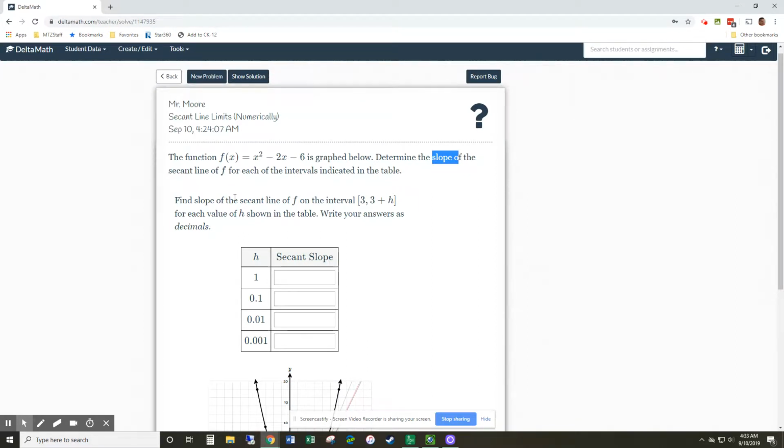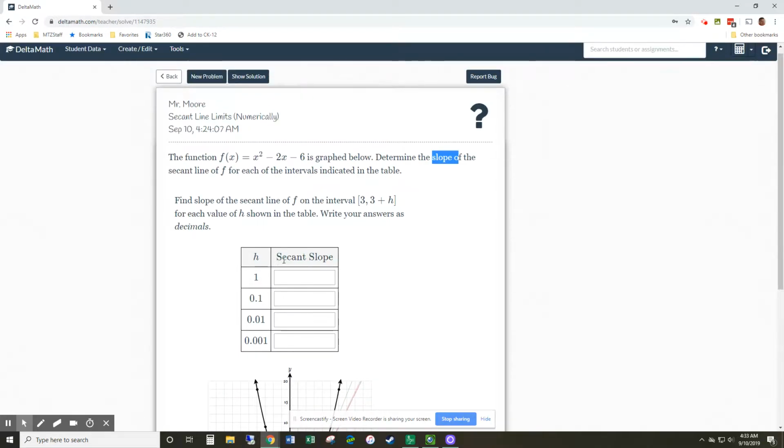For each of the intervals indicated, find the slope of the secant line of f on the interval from bracket 3, comma 3 plus h. Ladies and gentlemen, 3 comma 3 plus h is not a point. If it were a point, it would have parentheses on the end. Instead, this is an interval from 3 to 3 plus h. Now, what is h? Well, let's take a look in the table. For each value of h shown in the table, write your answer.